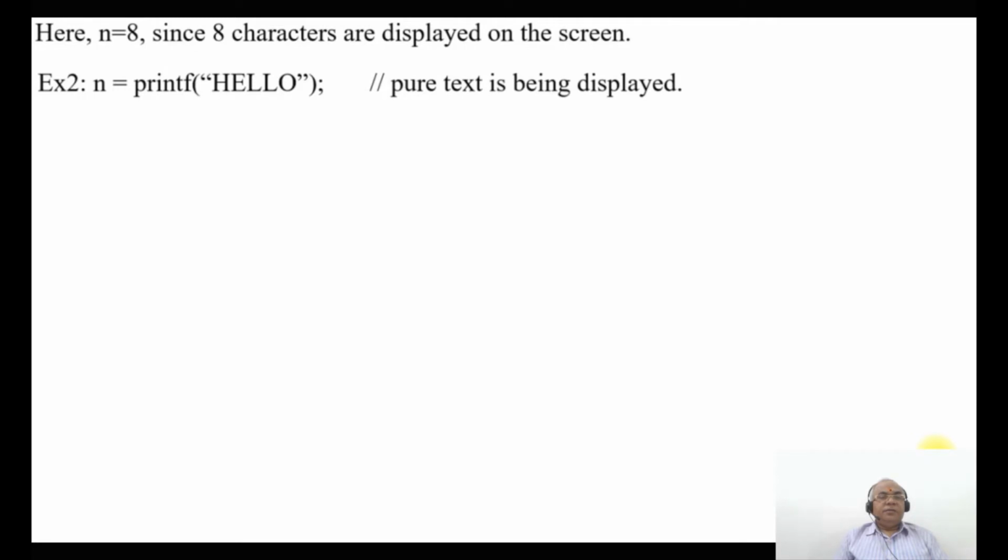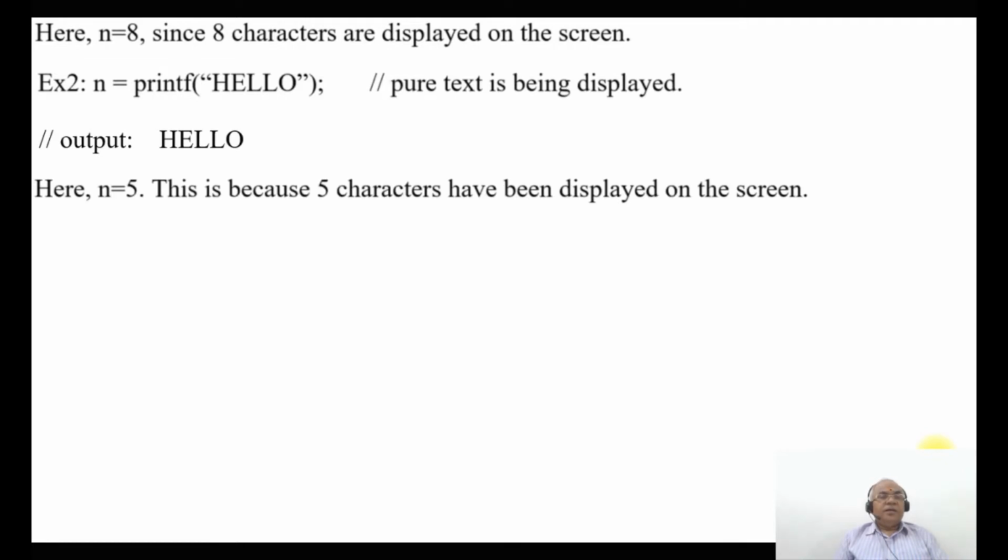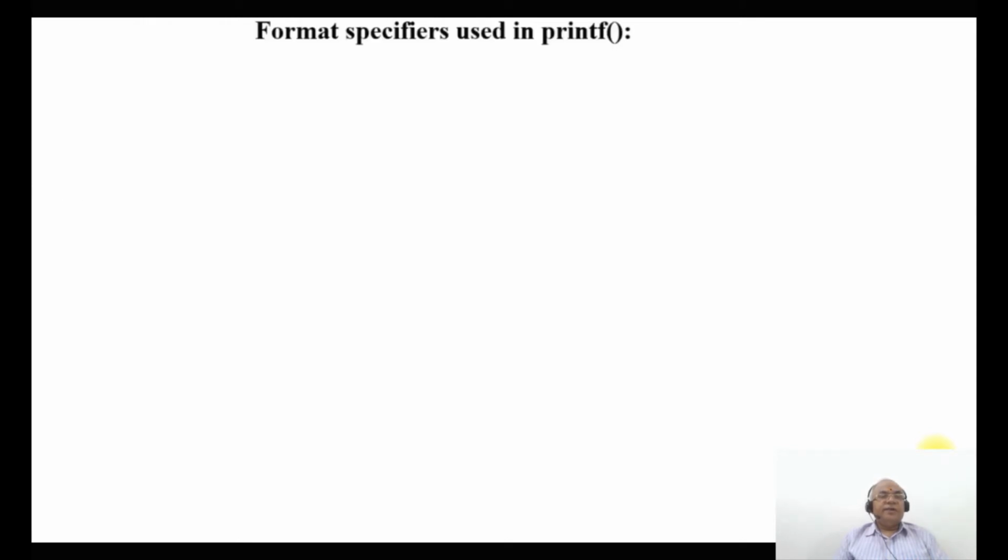For example, n is equal to printf of hello within the quotes. Pure text is being displayed. Output is hello. Here n is equal to 5, because 5 characters are displayed on the screen.